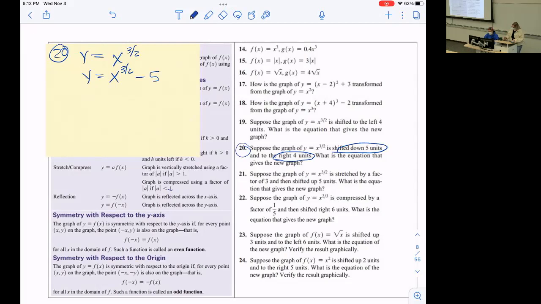And then we also have to the right 4 units, and that's going to be a horizontal shift, which means it's going to be contained within the x. So that'll be y equals, and then x. So to the right 4 units, that's the positive direction, so we're actually going to need to use the opposite sign. So that's going to be x minus 4 to the 3/2 and then minus 5.